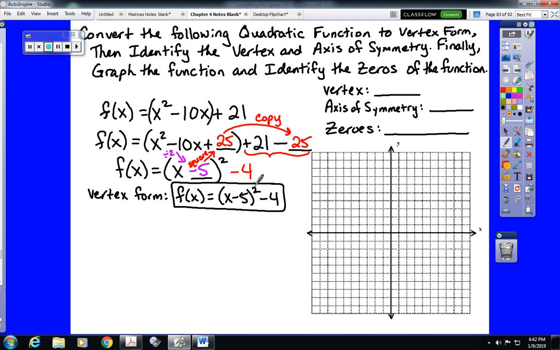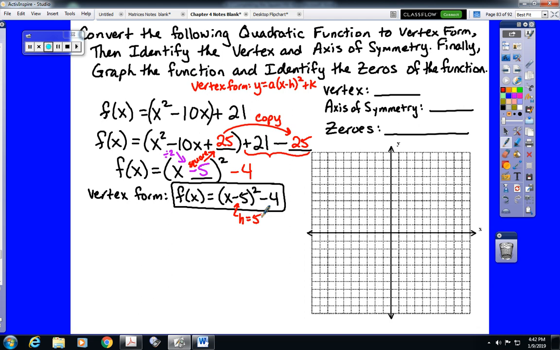Now I need to use that in order to find the vertex and the axis of symmetry. I need to keep in mind that vertex form is y, or f of x, equals a times x minus h squared plus k, which means if I look at this equation, I can identify h and k. The h value is the number inside the parentheses, except the h value is always opposite of what is shown. So in this equation that says x minus 5, the h value is the opposite of that, +5.